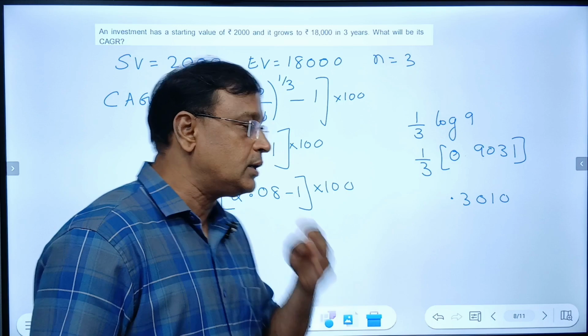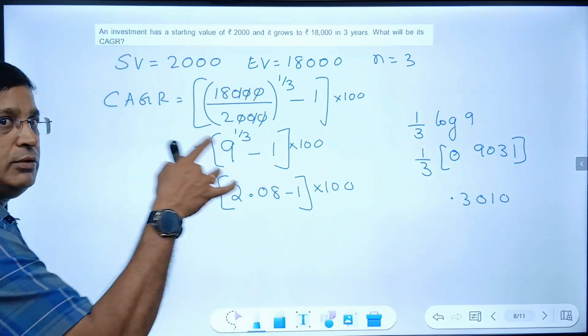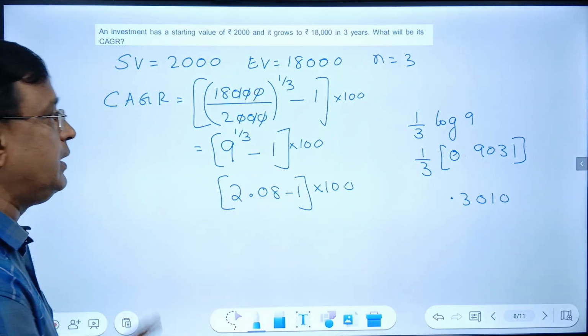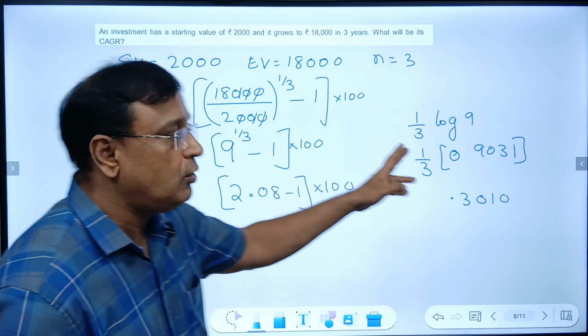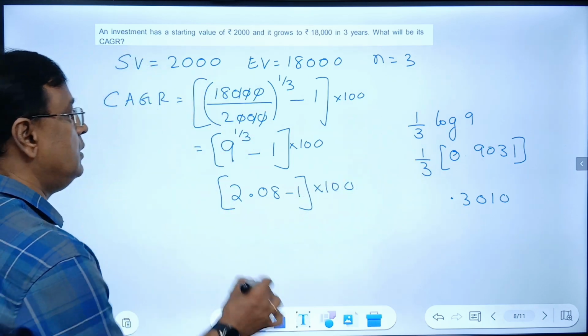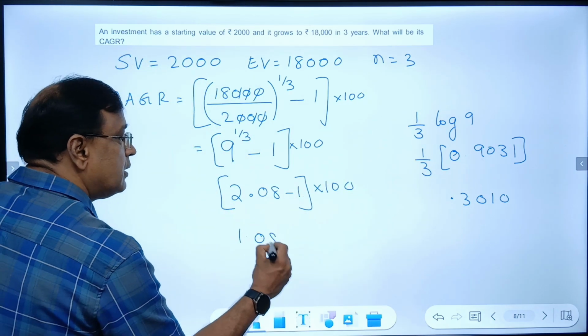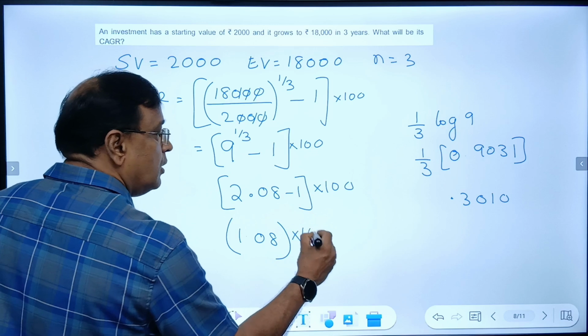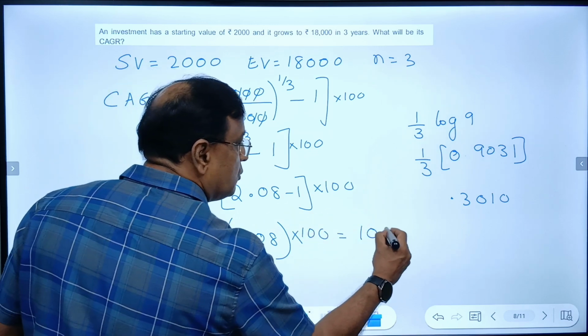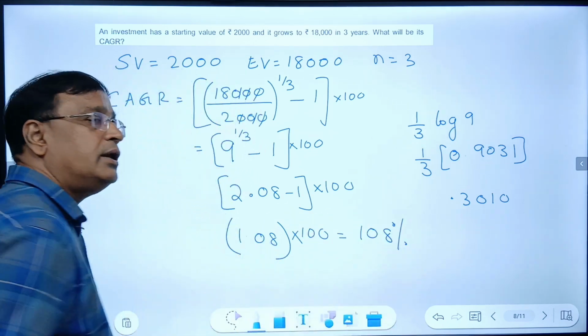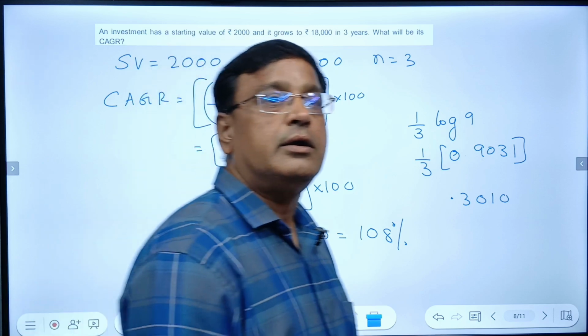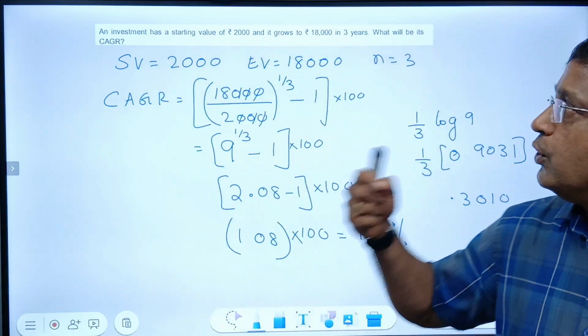It's not difficult. In case they don't give you the log value, don't fight for it. If they give, fine. If they don't give, you can always find it. It is not complicated. This is 1.08 into 100. It's an amazing growth rate. What is the growth rate? It's more than 100%. So 108% growth rate, and you can understand it.